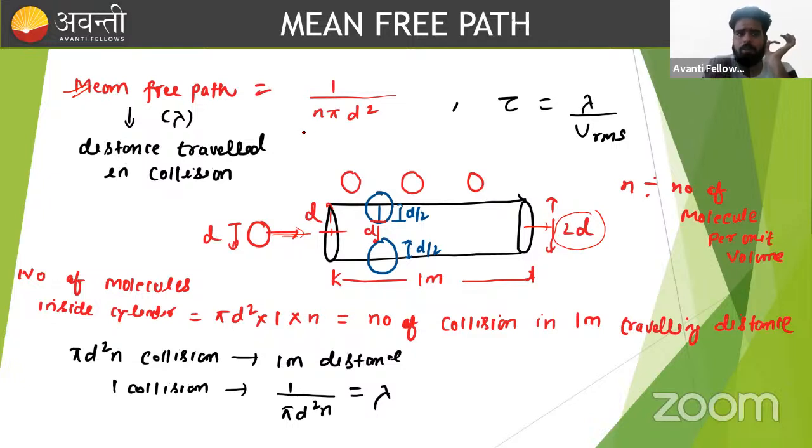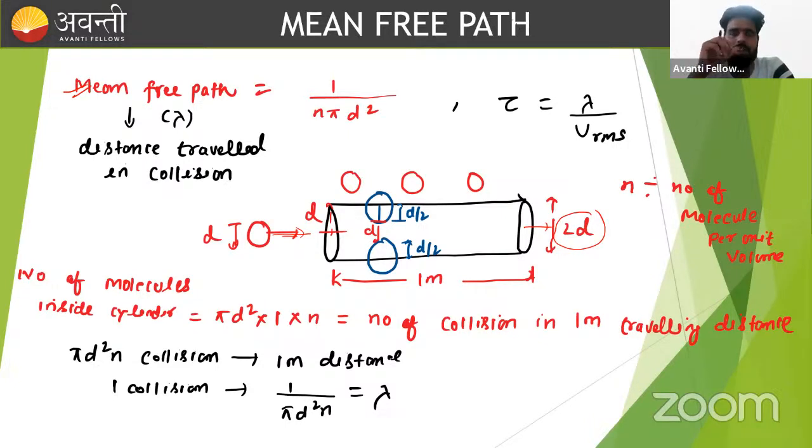So here the mean free path is the distance between two successive collisions. What is the meaning of successive collision? Suppose the first collision occurs, then the molecule covers some distance, and then the second collision occurs. So after the first collision, the distance covered by the molecule in that interval is known as the mean free path.